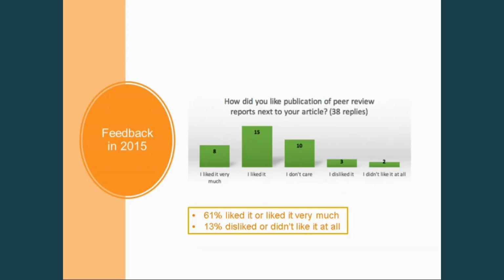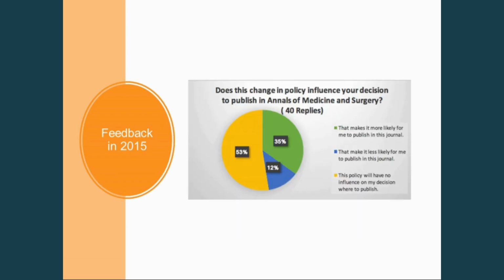In the next slide, I've now shown you feedback that we looked at in 2015. We asked authors, how did you like publication of peer review reports next to your article, with 38 responses in this sample. And you can see that 61% of people liked it or liked it very much, and only 13% disliked it or didn't like it at all. So I think that was useful feedback, which encouraged us to continue.